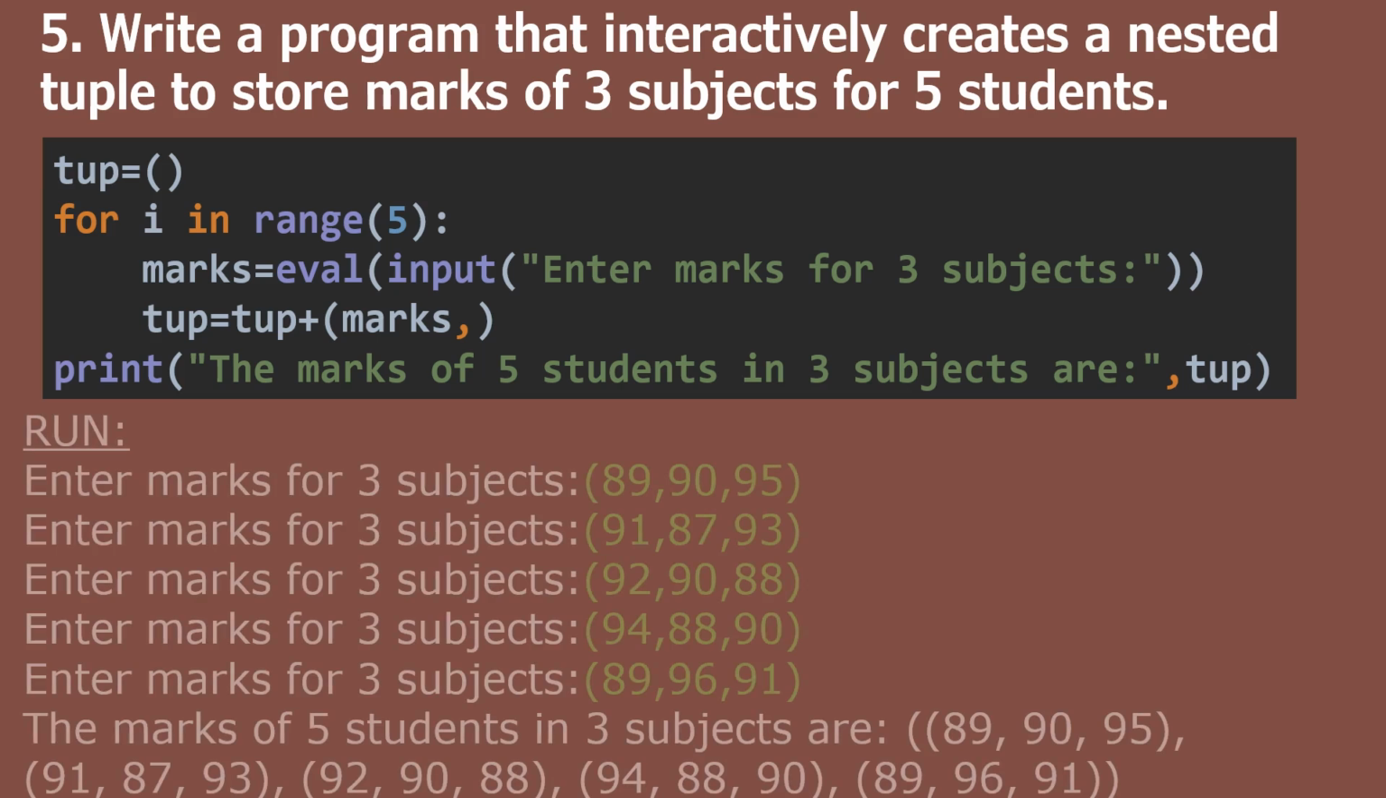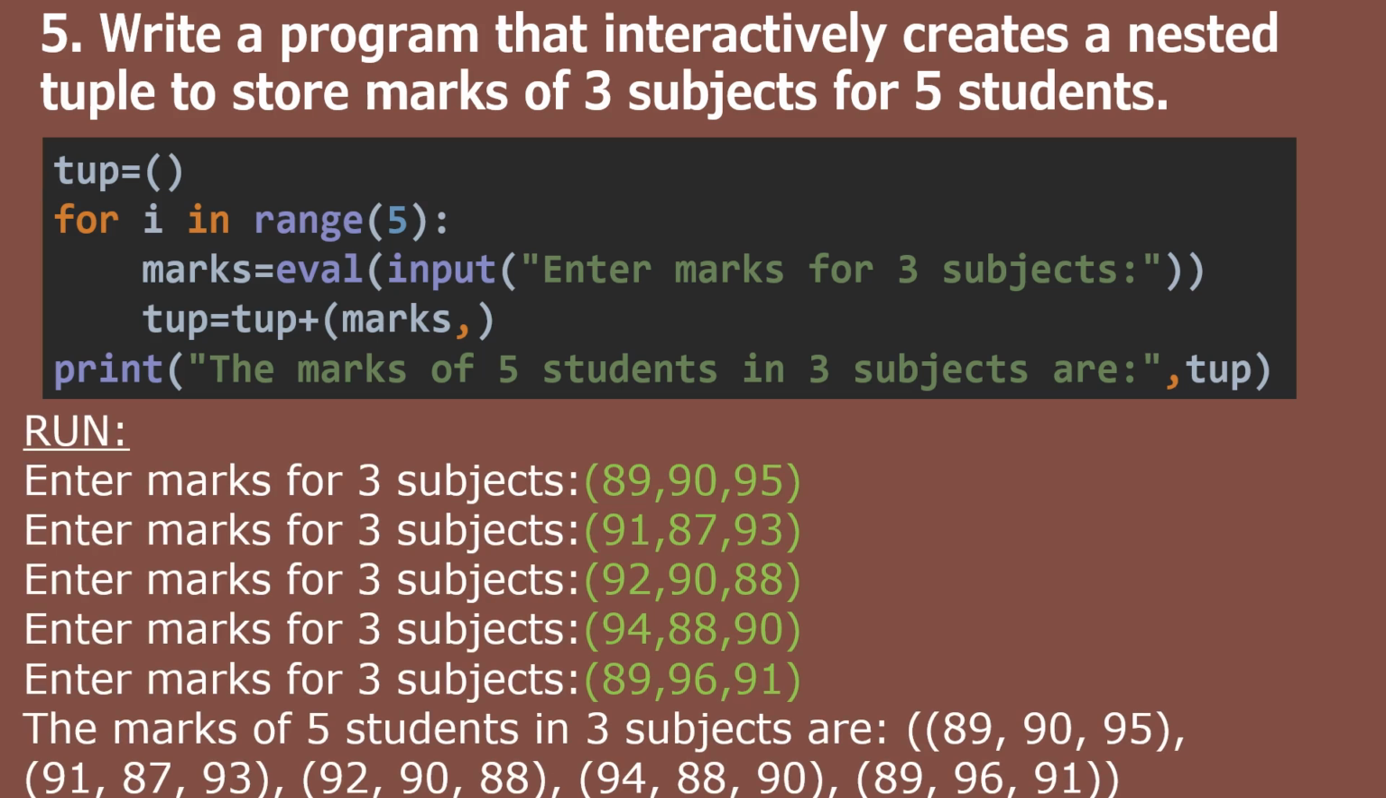Okay. Now after this, at the end of this loop, you will get the marks for all the 5 students. So while running the program, it will ask you to enter the marks for 3 subjects for the first student. Okay, so here suppose you have entered some values. Remember to enter the values within parentheses. Next again, it will ask you to enter the marks for 3 subjects. Like this, it will go on asking for 5 times because your loop is ranging from 0 to 4. So after that, it is showing you the marks of the 5 students in 3 subjects are like this. That means all these tuples are stored in your main tuple tup. So this is how the output looks.